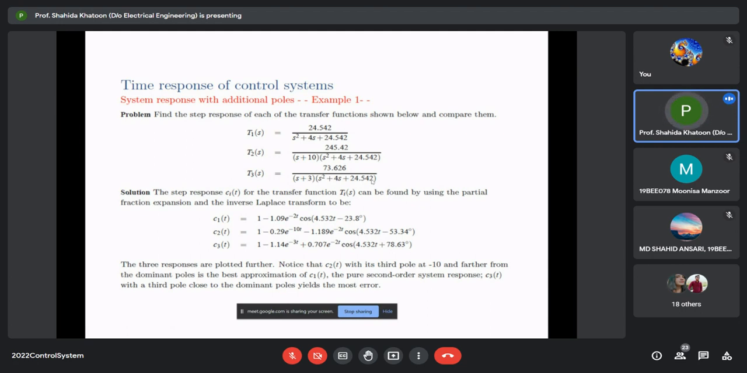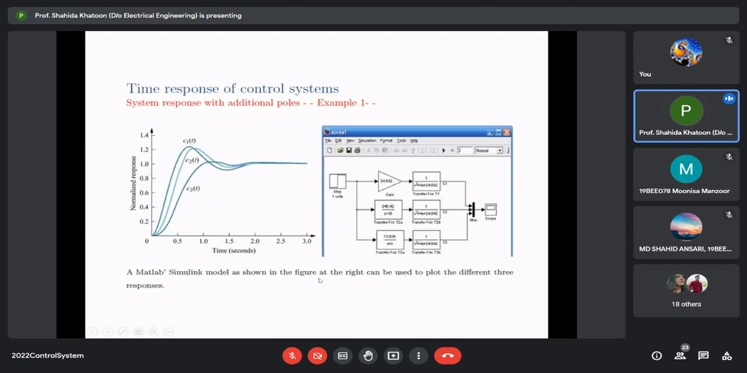So the three responses are plotted, and it is noticed that C2(t), with its third pole at -10 and further from the dominant poles, is the best approximation of C1(t), the pure second order system response, and C3(t), with a third pole close to the dominant pole, yields the most error. So you can find out the step responses, and they will come out to be like this. This is for C1(t). This curve is for C2(t). This curve is for C3(t).